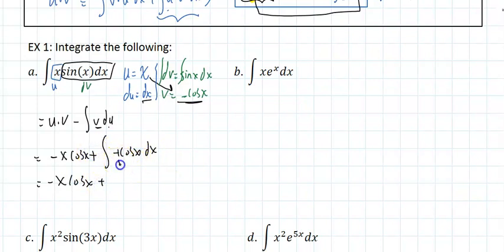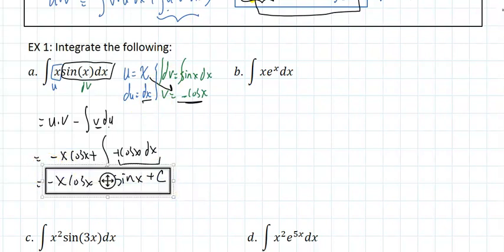Now, what do you take a derivative of to get the cosine? The sine of x. And that would be my answer. And that's pretty much it. So, let's see if it works.